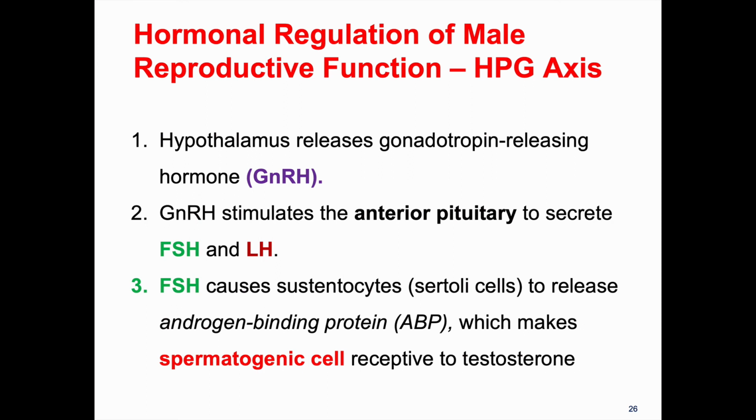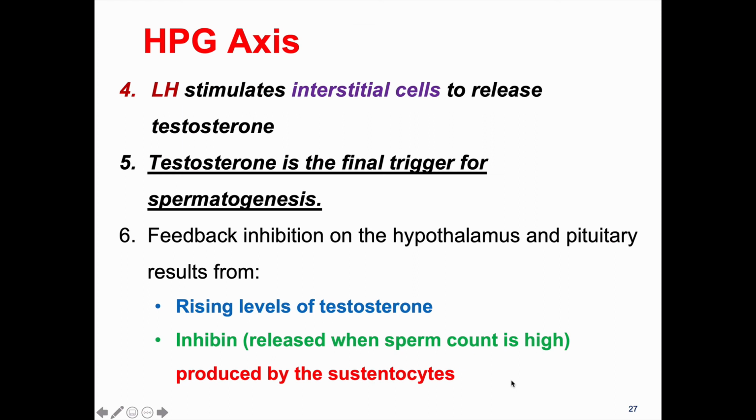Then, hormonal regulation of male reproductive functions. Here we have to know that the hormone regulation takes place from the hypothalamus, which releases gonadotropin releasing hormone. That gonadotropin releasing hormone comes to the anterior pituitary and makes it secrete follicle stimulating hormone and luteinizing hormone. Follicle stimulating hormone causes the Sertoli cells to release androgen binding protein, which makes spermatogenic cells receptive to testosterone. So the follicle stimulating hormone level is important, and the testosterone level is also important for the male to have proper sperm development.